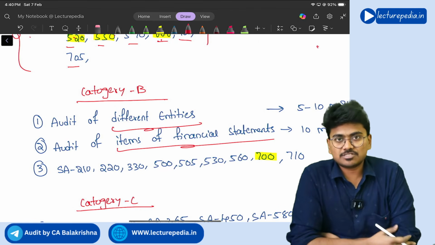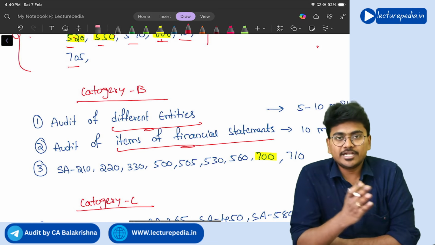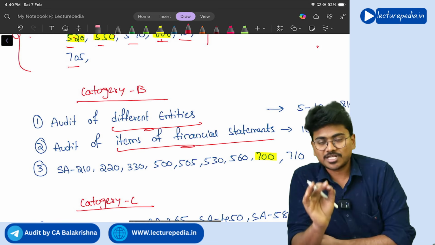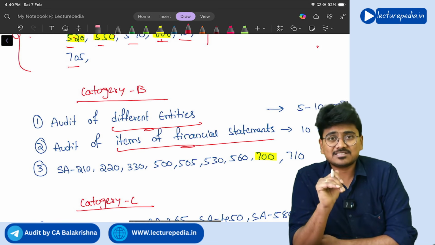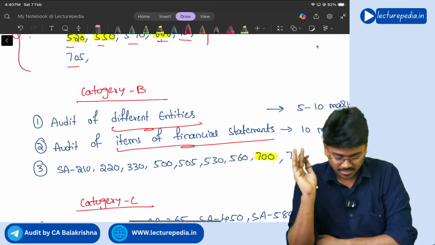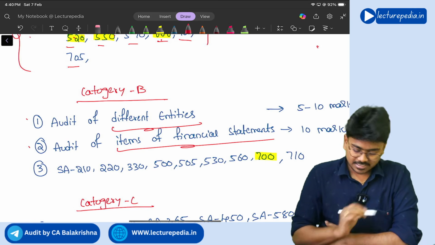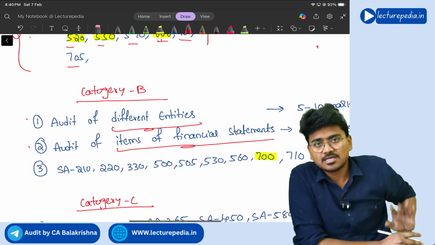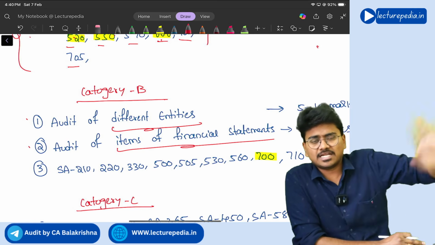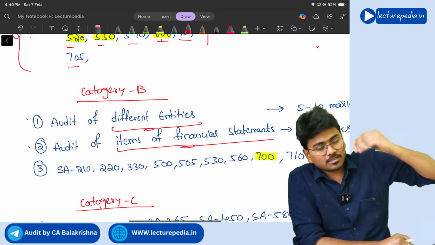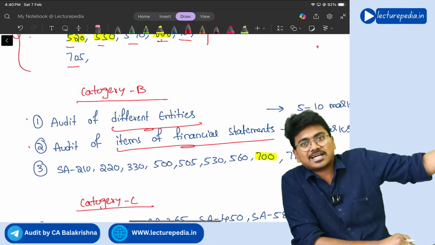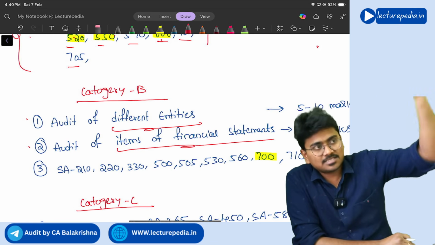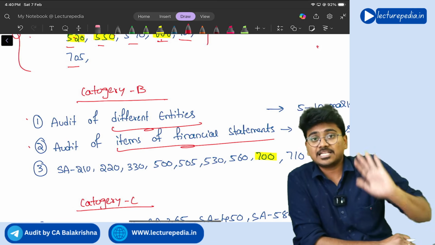From these 2 chapters, for sure 20 marks will come, sir. Why did you keep them in category B, sir? The reason is, yes, you will get 20 marks, but the content of these chapters is very huge. Audit of different entities and audit of items of financial statements roughly have 250 to 300 pages in the ICAI study material. So keeping in mind that much huge content and 20 marks, instead of keeping these chapters in category A, I have kept them in category B.